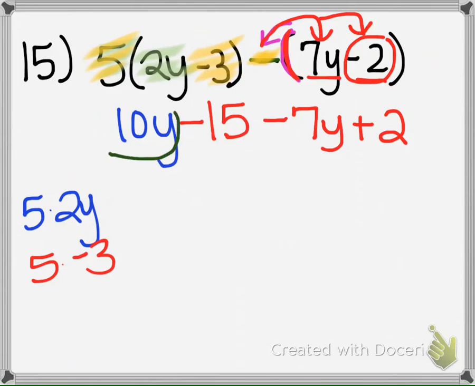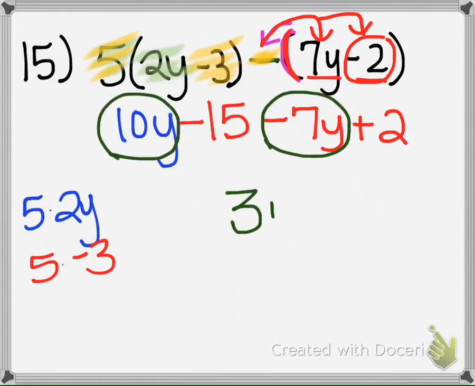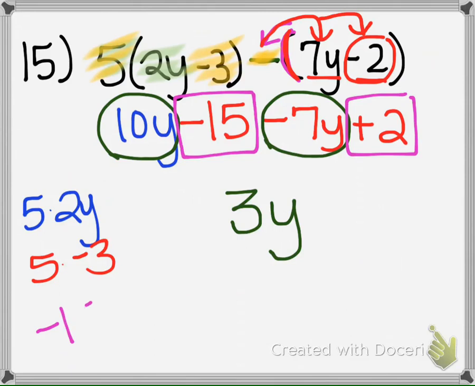Okay, now we can combine the 10y with the negative 7y, and that makes 3y. And then we have a negative 15 and a positive 2. So negative 15 plus 2. 15's bigger, so minus. And then they're different, so we subtract.